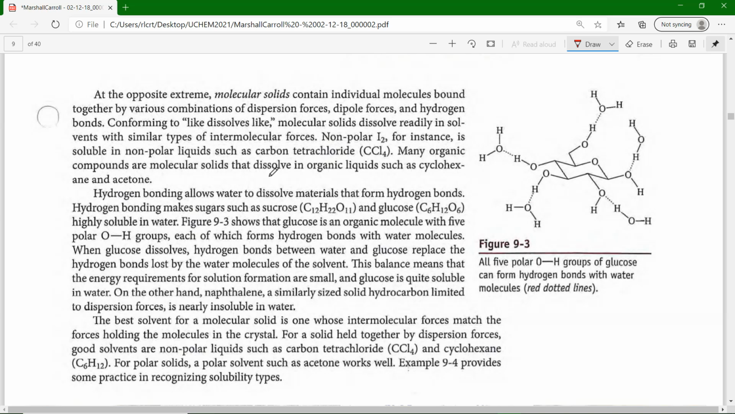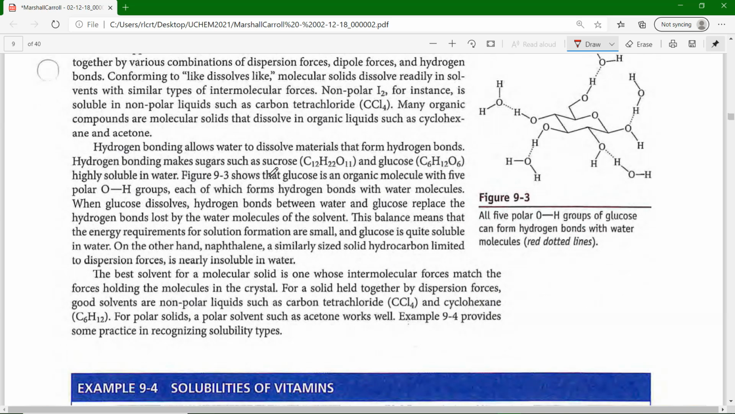Molecular solids dissolve readily in solvents with similar types of intermolecular forces. So, for example, nonpolar diatomic iodine is soluble in nonpolar liquids like carbon tetrachloride. Hydrogen bonding allows water to dissolve materials that form hydrogen bonds, like sugar, glucose. They're highly soluble in water. You get lots of hydrogen bonding. That's key. And naphthalene only has dispersion forces, so it's nearly insoluble in water.